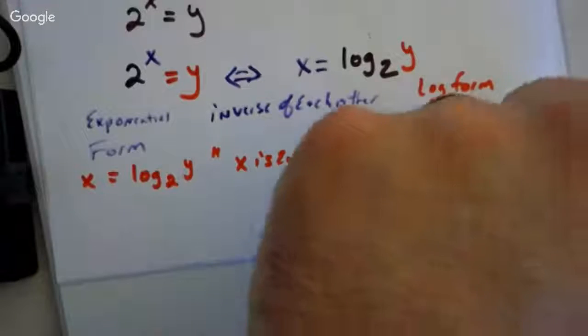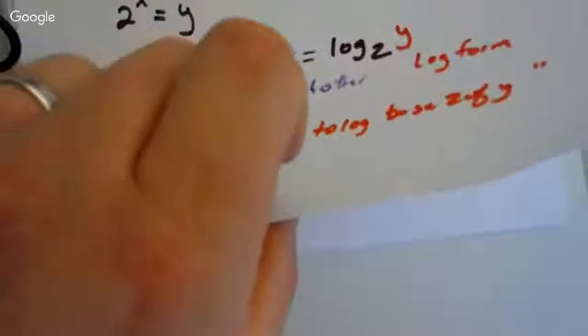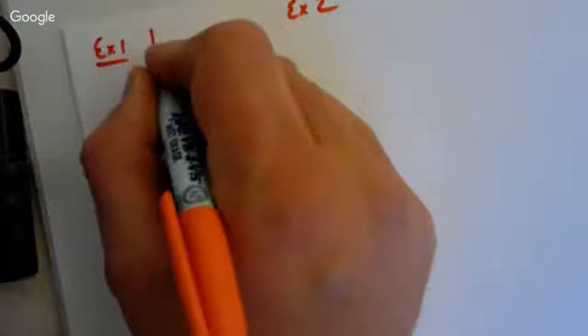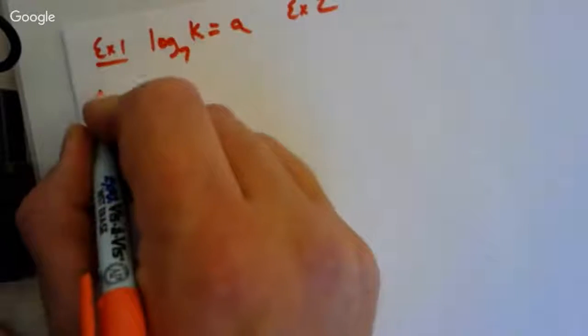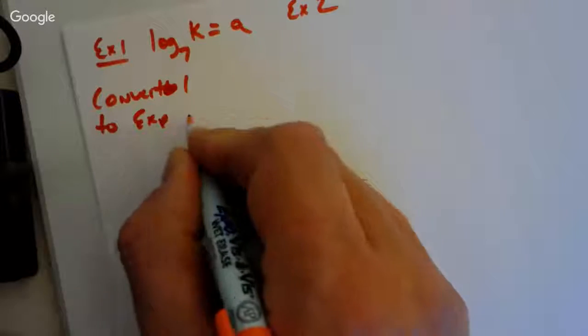Questions on that? Already making more sense? Can logarithms be forgiven for prior sins? No. We'll see. Okay, let's take a look at an example. Example 1: log base 7 of k is equal to a. Convert to exponential form.